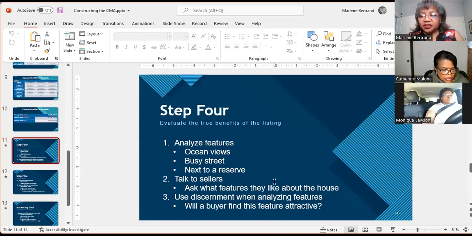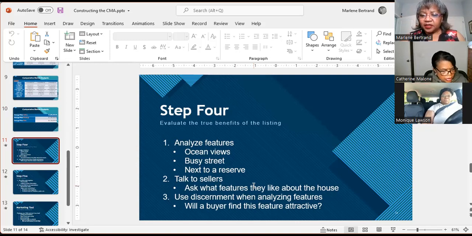And one way to help you assess the price is to talk to the sellers and ask them what they think are the best features of their house. You know, seller, what do you really like about your house? What's the best thing about your house? Get their take on what they feel are the best features and jot those down, because that's also going to play into what they feel their home is worth.